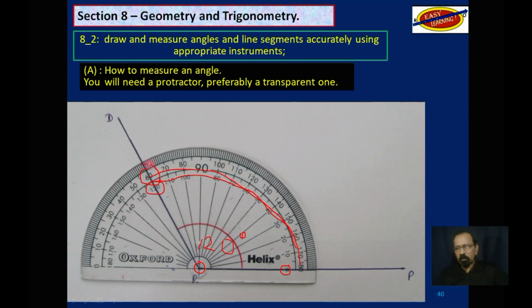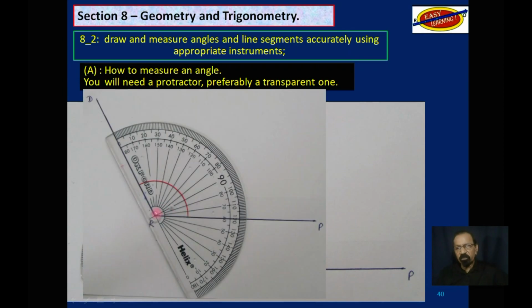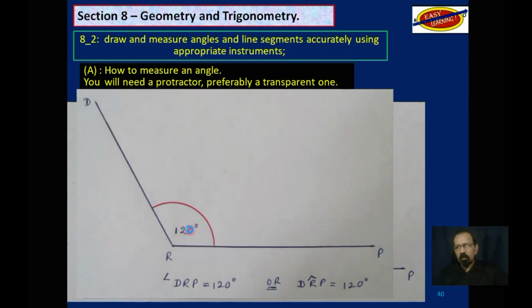Do not get confused with that 60 up there. You could have placed a protractor like this. That is in place. This is in place. And this scale is between these two arms. But now you would begin reading from this 0. And you would come this way, 80, 90, 100, 110, 120. So either way, you still get 120 degrees. So angle DRP is equal to 120 degrees.